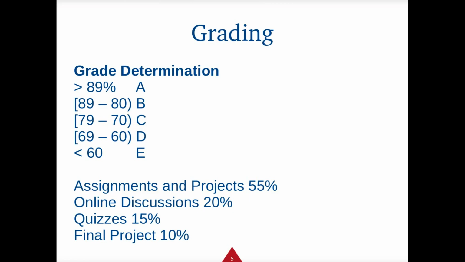Grading is a basic grading scheme. I might curve it if the grades are too low, but I won't curve it down. So if you have a 90 in the class, you'll have an A regardless of what the other people are doing. The basic breakdown for the assignments is 55% for programming assignments and projects. These will probably take a few hours to do for each of those.